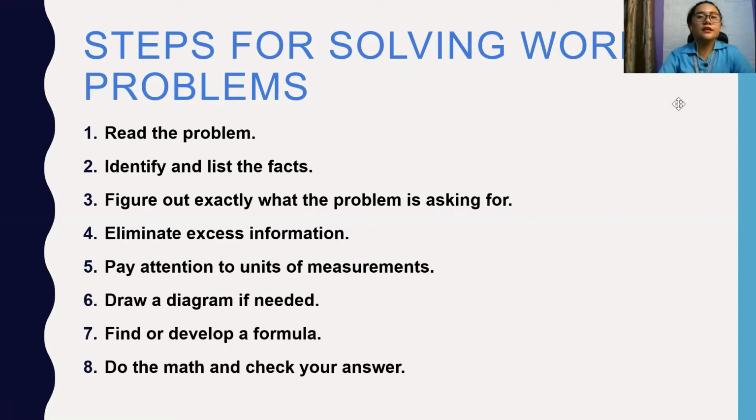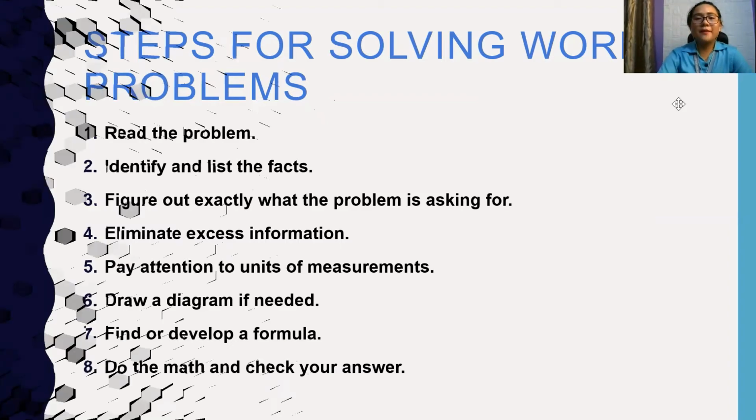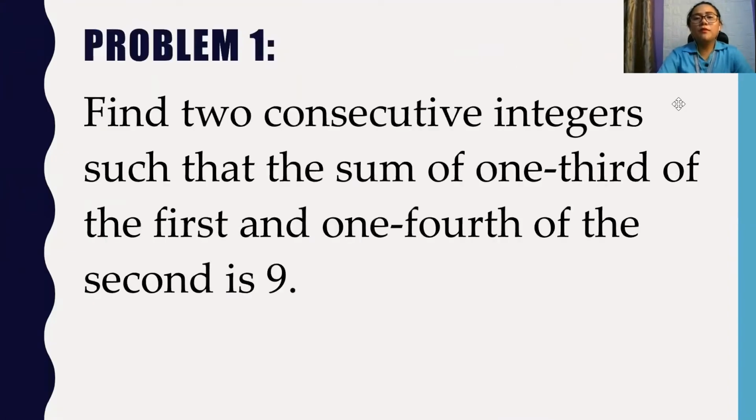Solve it and then check the answer afterwards. And if during the checking you arrive with equal from left and right side, of course, you get the correct answer. Okay, so we will start with problem number 1. So the problem number 1, your task is to find two consecutive integers such that the sum of 1/3 of the first and 1/4 of the second is 9.